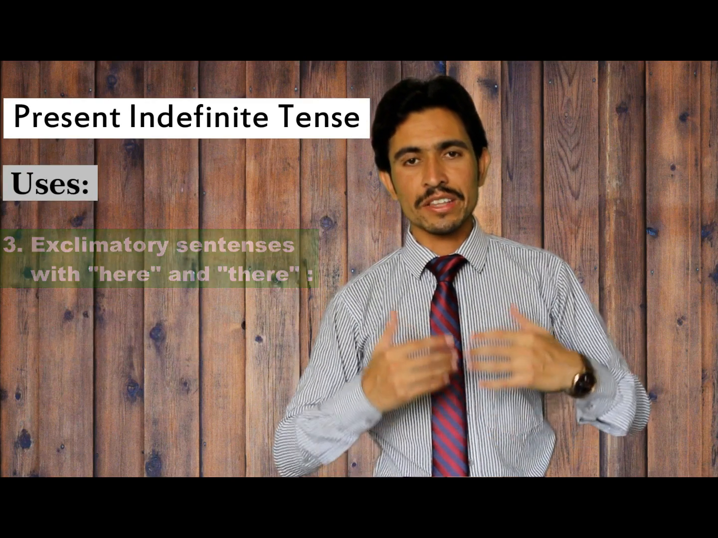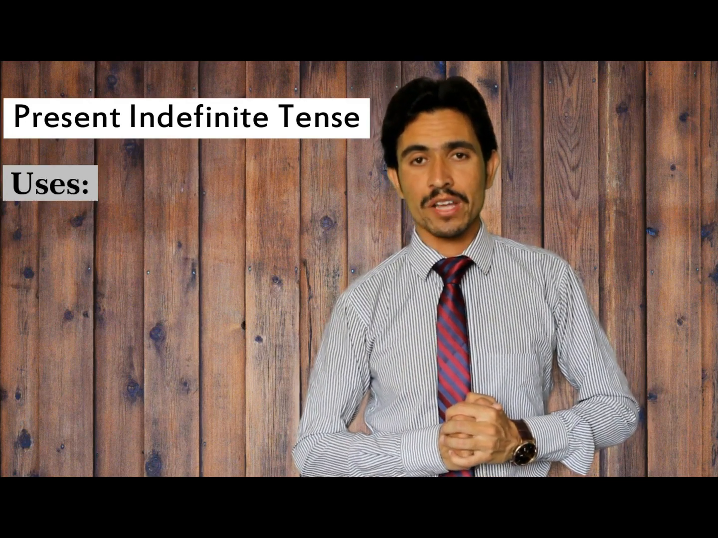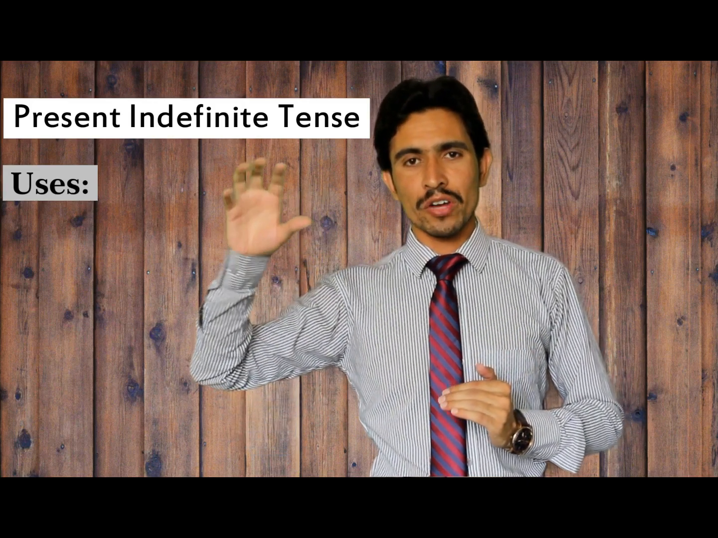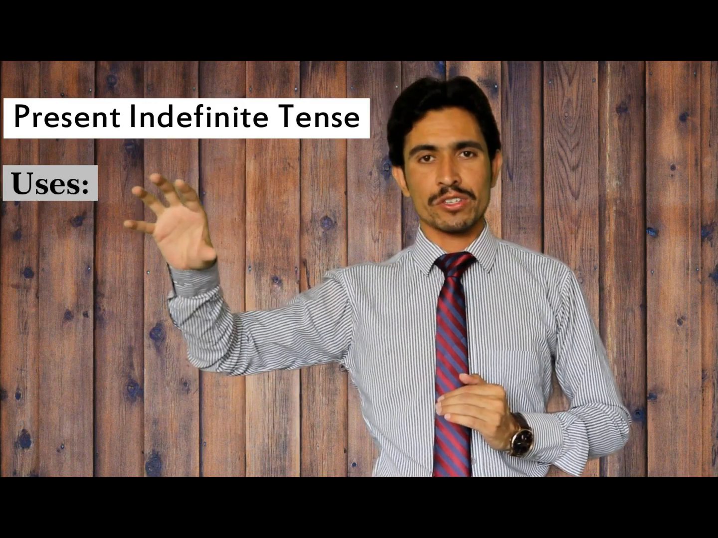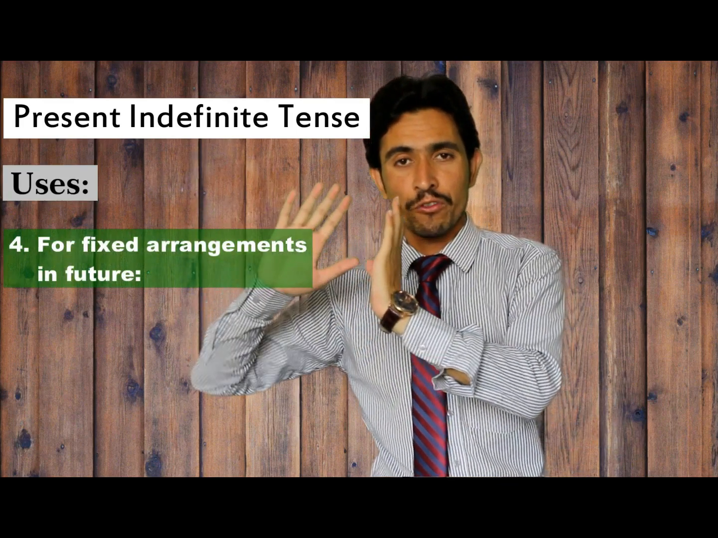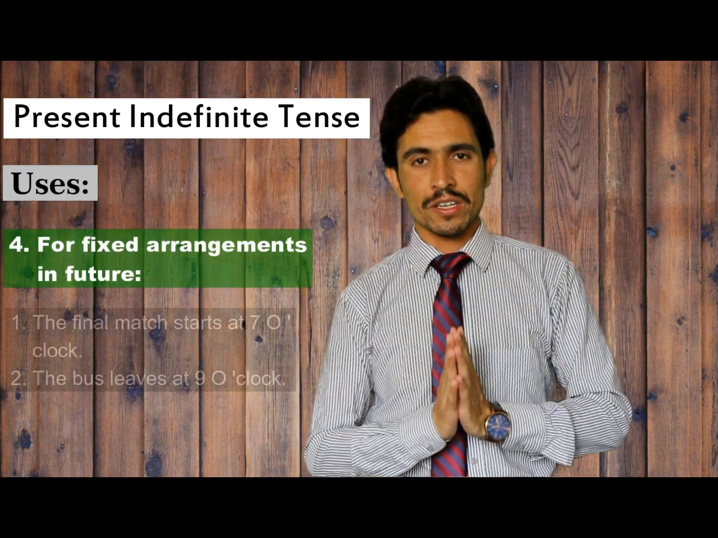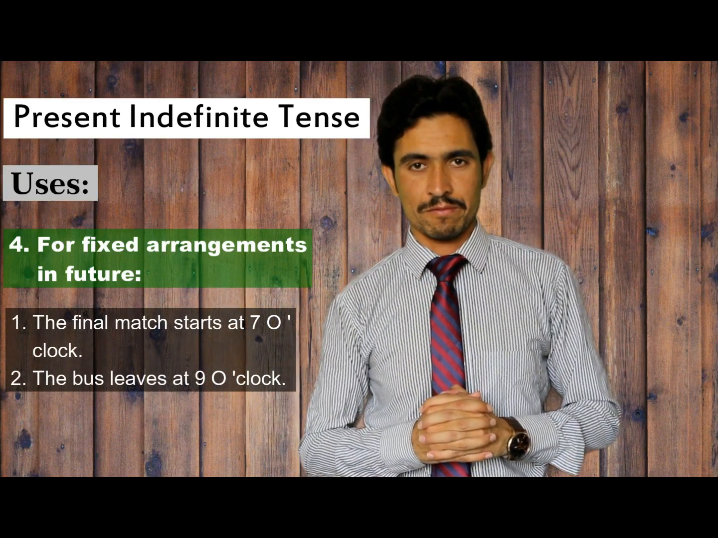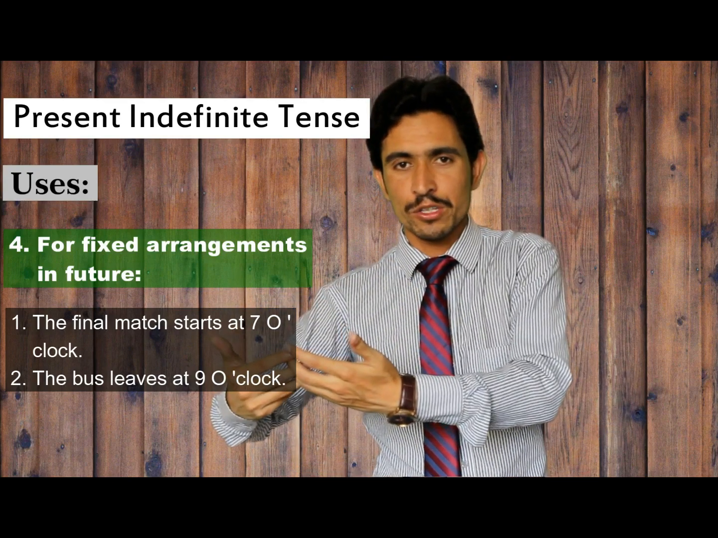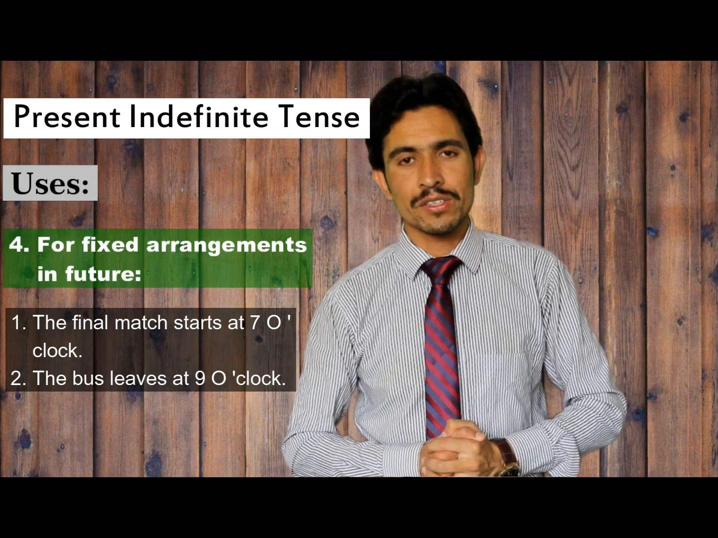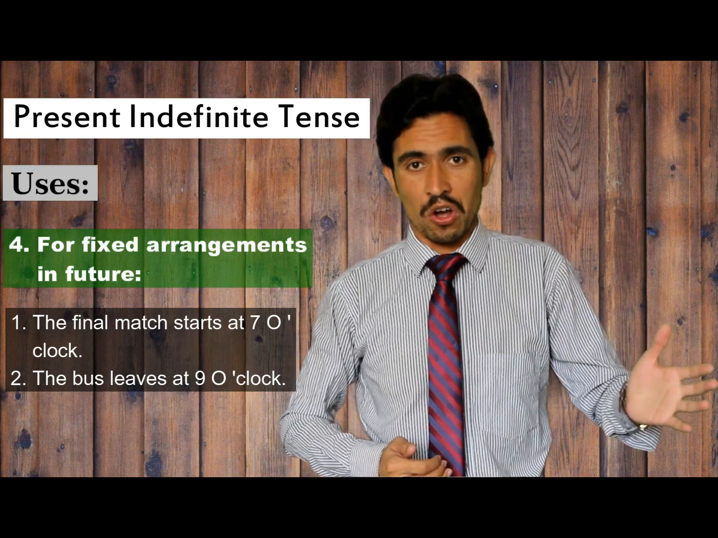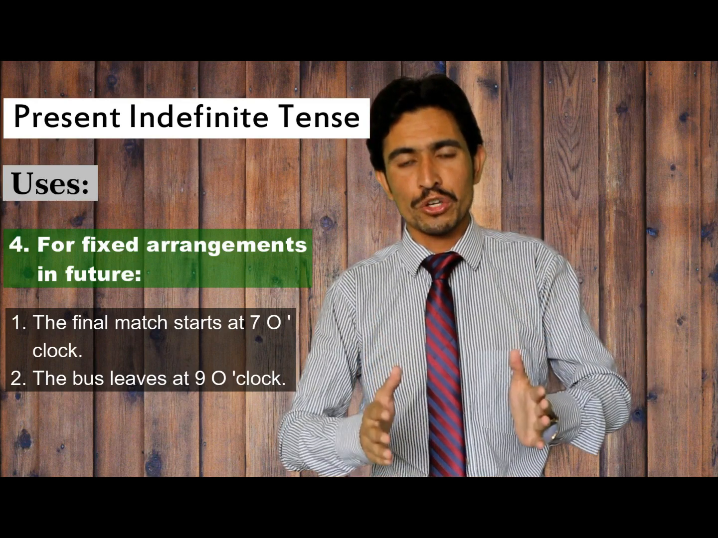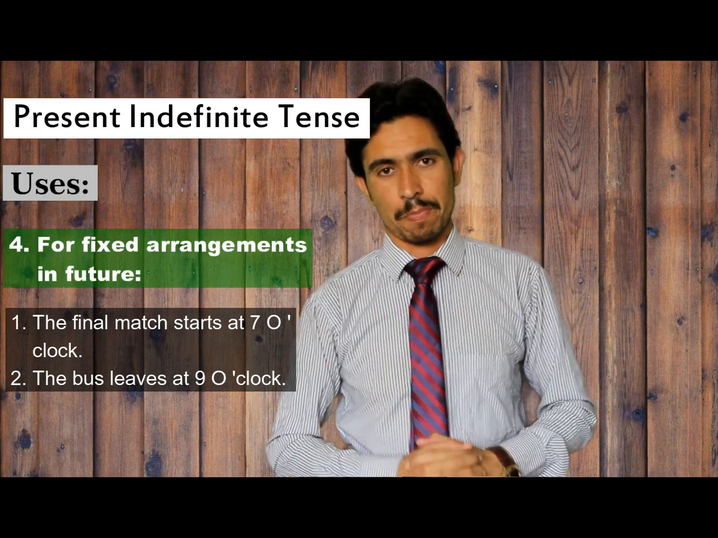And then the next use of the simple present tense is that when there is any fixed arrangement, agreement or fixed any arrangement in the future. For example, you can say that the final match starts at 7 o'clock. This is a fixed time in future, so therefore we use the simple present tense. And the bus leaves at 9 o'clock. So this is also a fixed time. So therefore we use simple present tense.